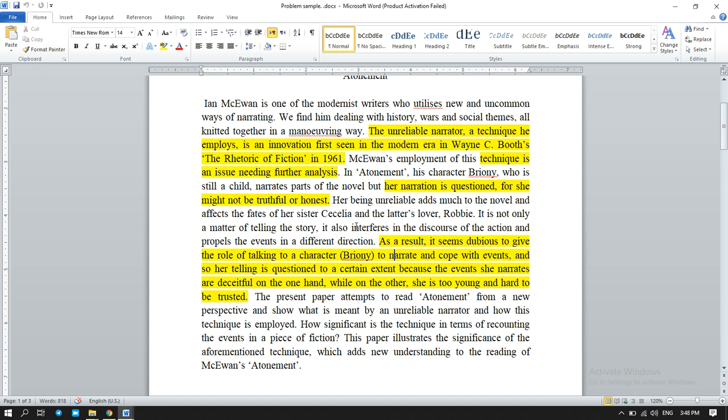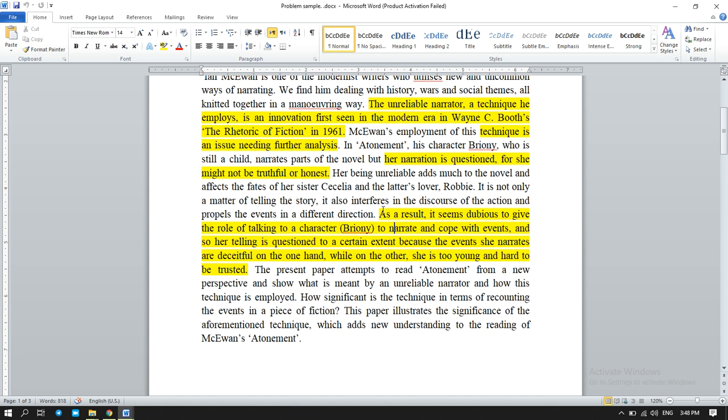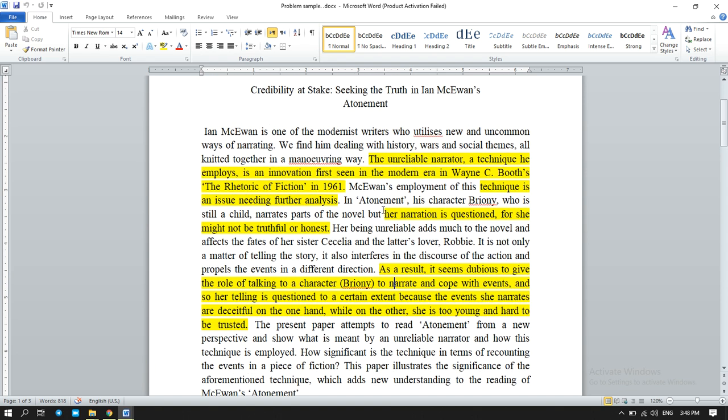So why did the writer want this to happen? This is answered throughout the research paper, but this is the problem of the research. The technique of the narration in the story is questionable, is not honest or truthful. This is one of the samples. You can download this paper. It's available on the internet.